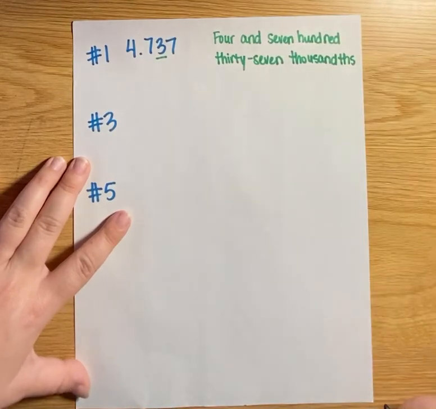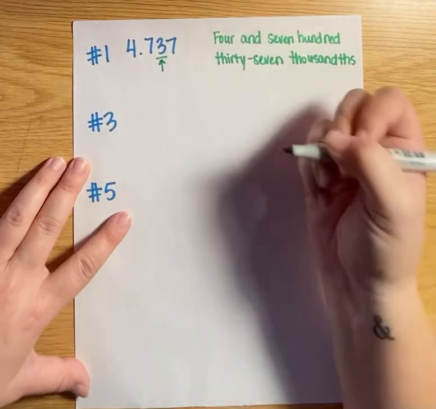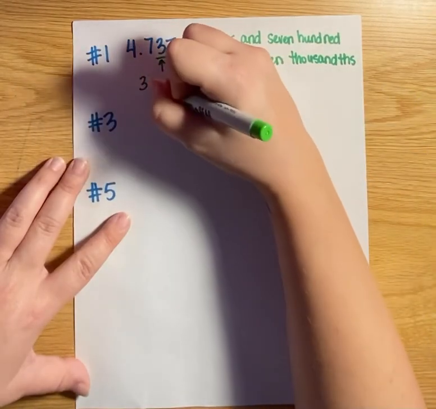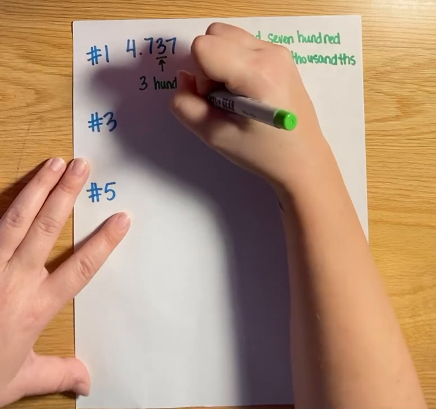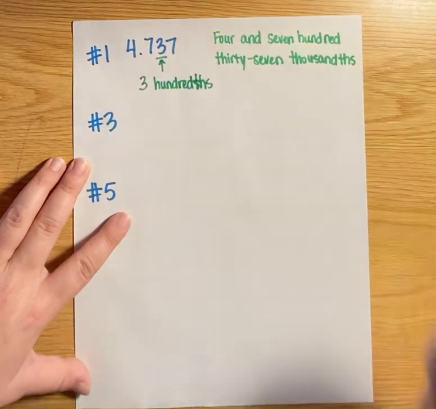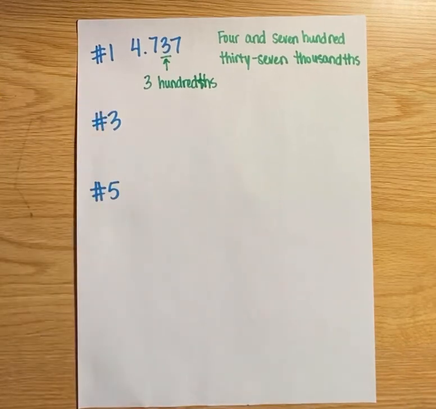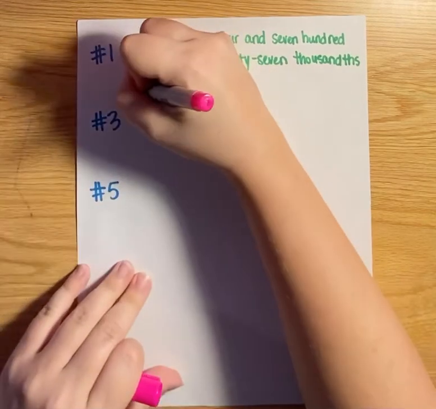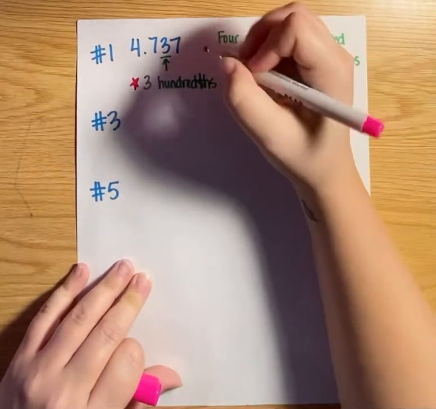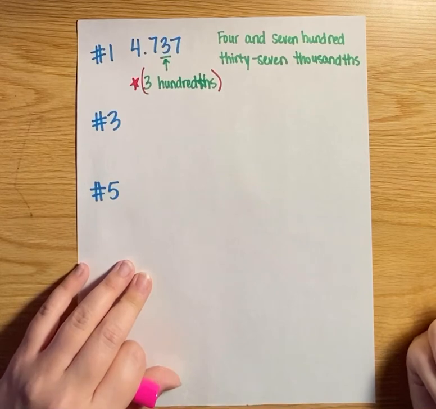That's my word form. And the value of this 3 is going to be 3 hundredths. Oops, I forgot my TH. 3 hundredths. So in your number 1 blank on your slide today, I want you to just write 3 hundredths. Okay? Just write 3 hundredths, exactly like that for credit.